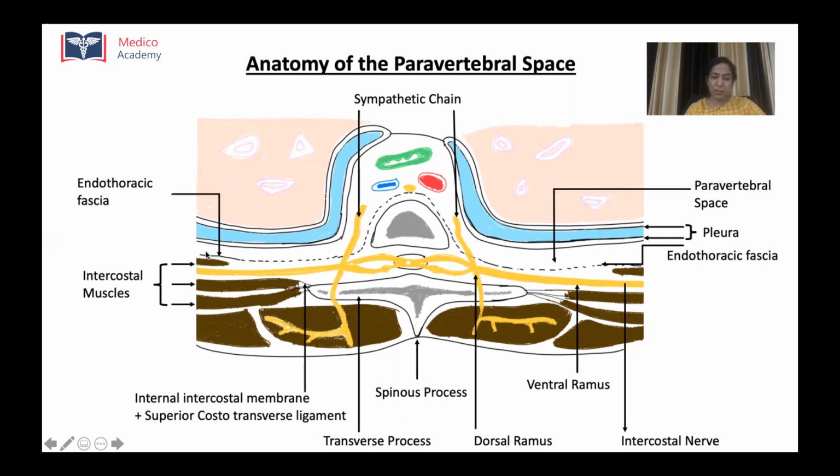So the paravertebral space is also invested by the endothoracic fascia, which merges with the periosteum of the vertebral body and continues on the other side. This endothoracic fascia divides the entire space into the anterior as well as the posterior parts.